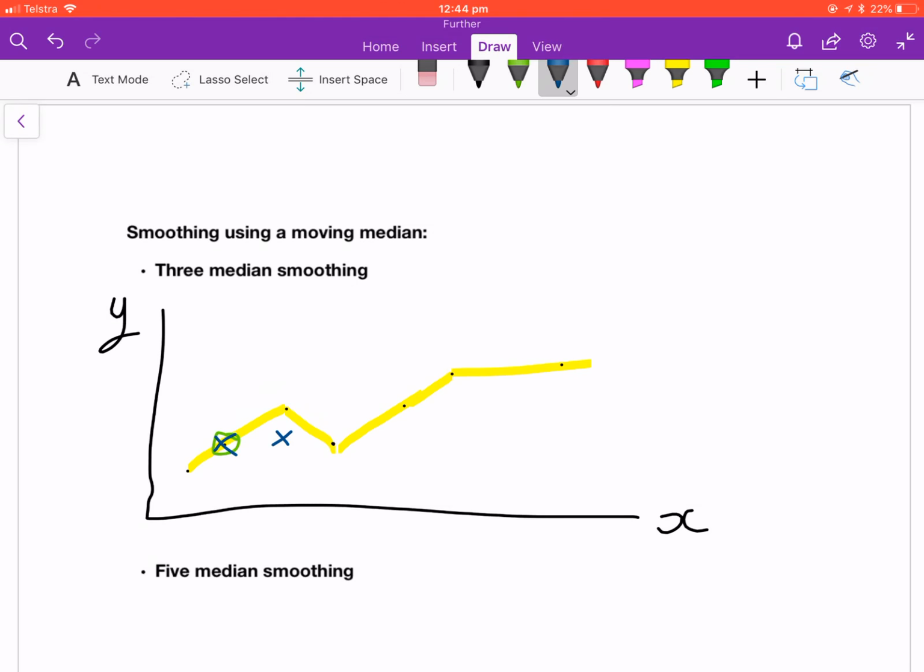So if you go along, do it again, this is pretty close, so it's going to be about there, next one there, next one there, and last one you can't do, and then you just draw your line here, and now you've got your data, but it's been smoothed using 3 median smoothing.